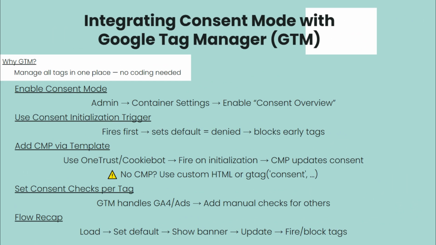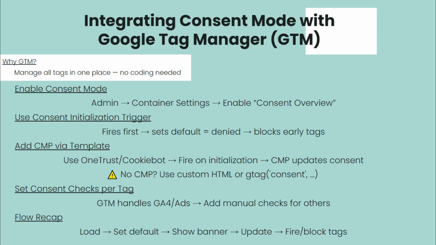Now we shift from why to how. One of the most convenient ways to implement Google Consent Mode v2 is via Google Tag Manager, GTM. GTM provides a centralized way to manage all your tags, and it has built-in features to help with consent. Let's walk through the integration conceptually.